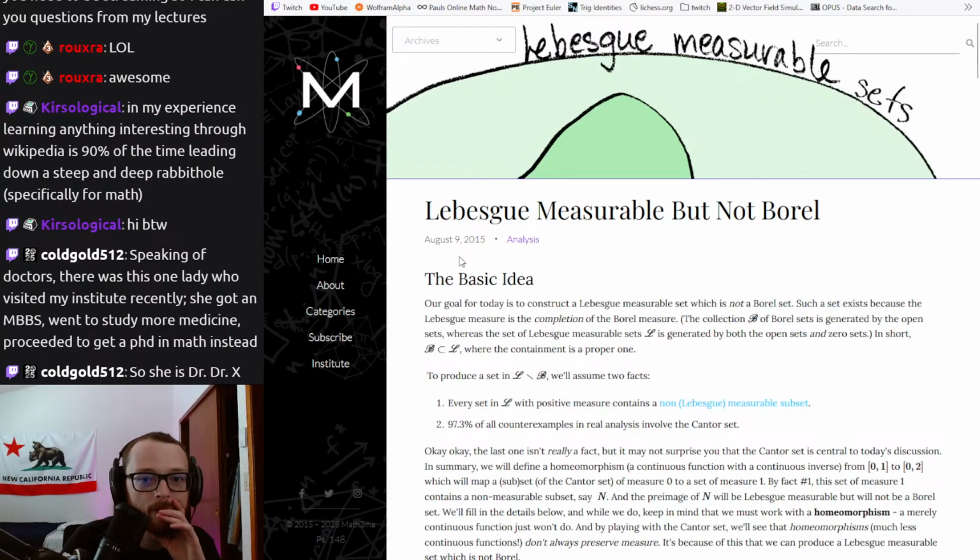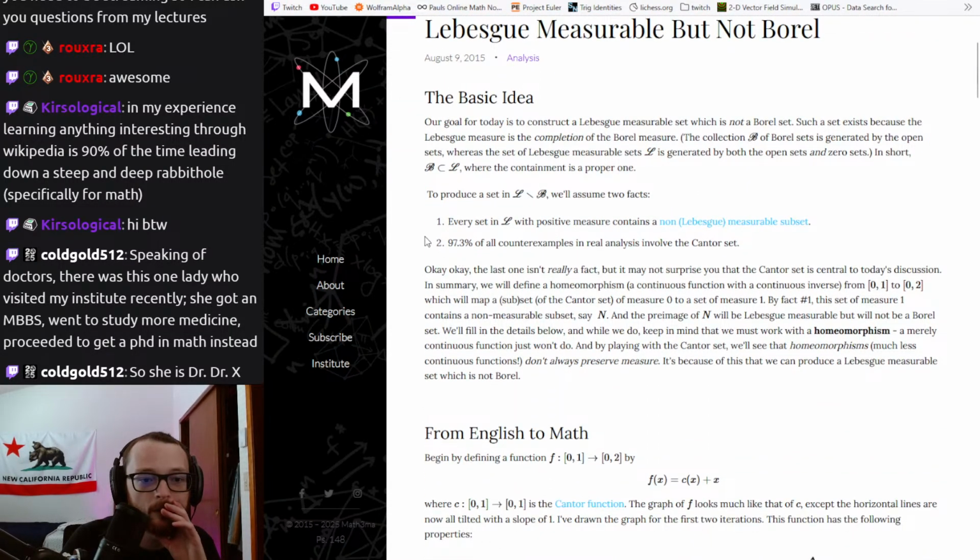This is a cool looking website. It's not the exact same problem that we're interested in. But speaking of doctors, there's this one lady who visited my institute recently. She got an MBBS, went to study more medicine, proceeded to get a PhD in math instead. What? That's wild. What even is an MBBS?